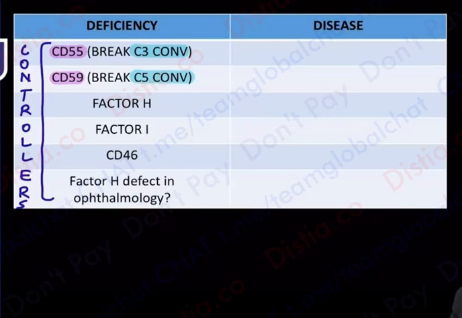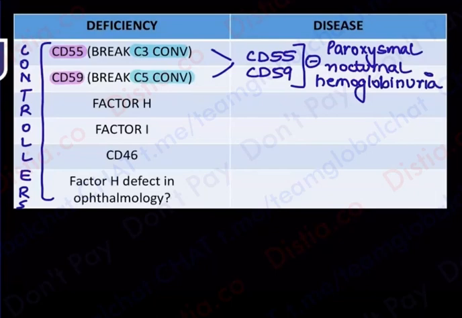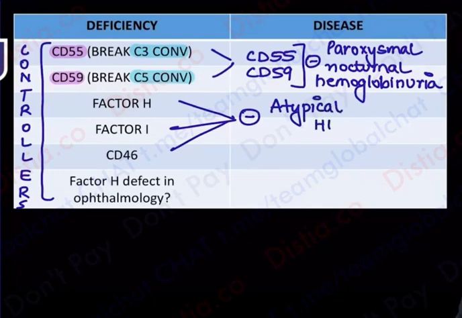But just imagine if CD55 and CD59 go missing, the controllers are gone. Does it remind you of any disease in the blood? There is a disease called PNH, which means paroxysmal nocturnal hemoglobinuria, that you have to know. Okay, next let's look at factor H, factor I and CD46. They are also controllers, but when factor H, factor I and CD46 go missing, it's a very important disease in medicine and pediatrics. That is going to result in atypical hemolytic uremic syndrome.